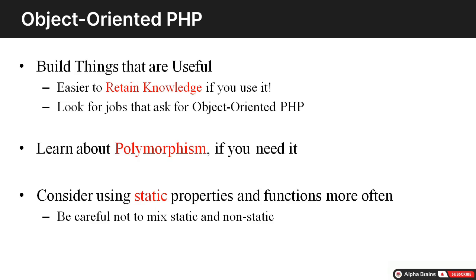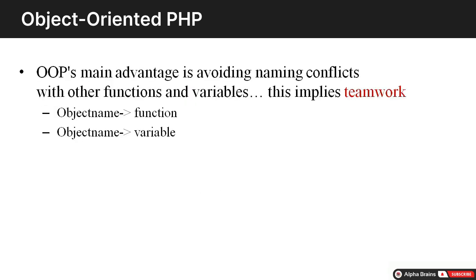So what's the advantage then to object-oriented programming? It is usually avoiding naming conflicts with other functions and variables. This can happen if you're working on a very large application, but more often than not, it implies that you're working on a team. You're working with other people on an application. And this gives us a way to kind of enforce a prefixing, if you will, of a function and a variable with the object name. Makes it much less likely of stepping on each other's toes, overwriting each other's code, or causing conflicts.